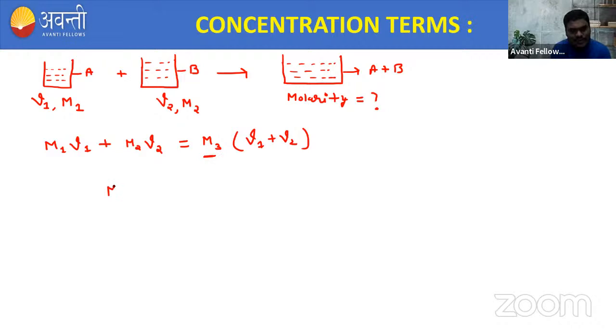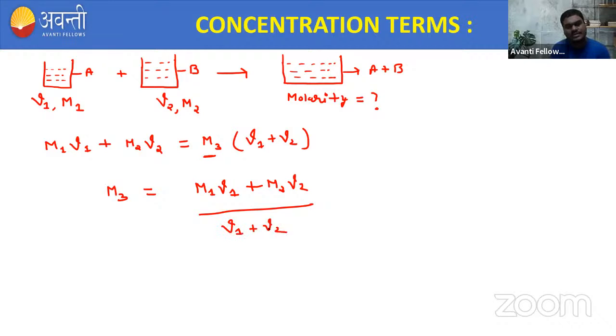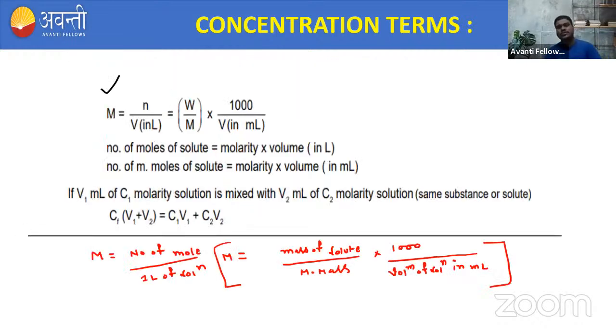So what is the final molarity? This final molarity M3 comes out to be equal to M1 V1 plus M2 V2 divided by the total volume, that is V1 plus V2. So this is the formula for finding the molarity of the unknown solution, right? When you mix two solutions having the same substance or solute, then we use this formula, right?